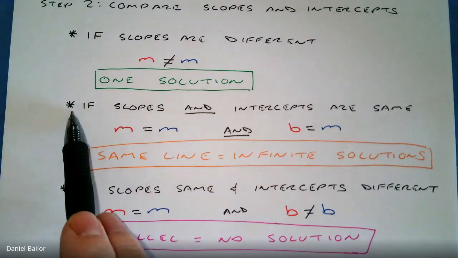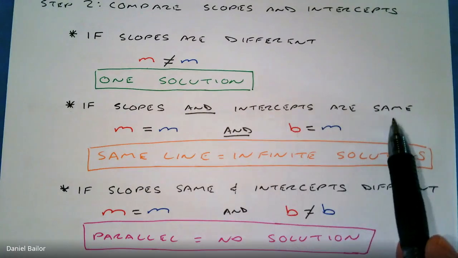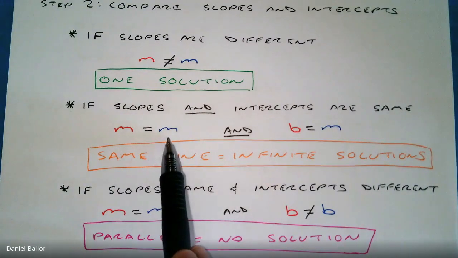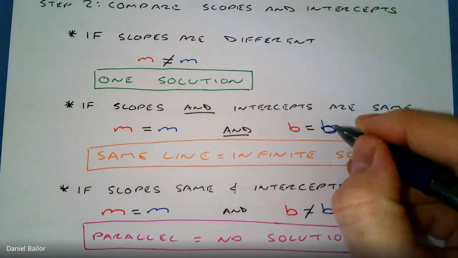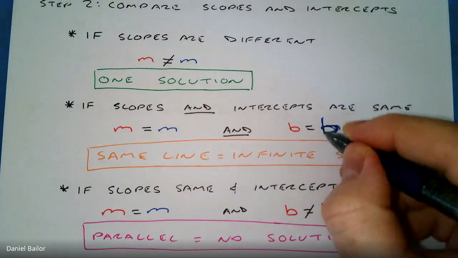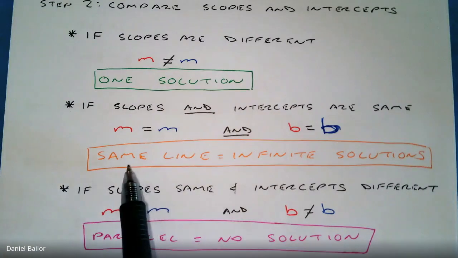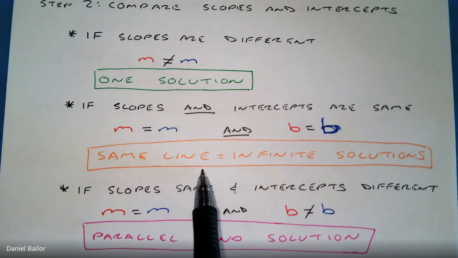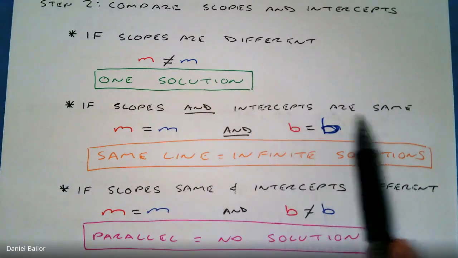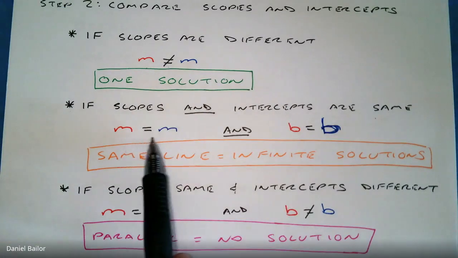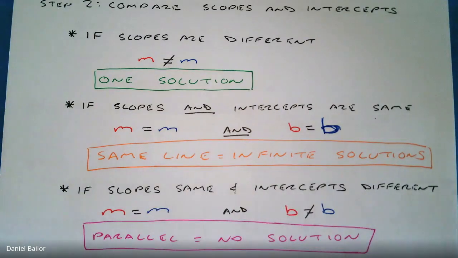Now, something happens if the slopes are the same. For the second star, if the slopes are the same and the intercepts are the same, so the red M equals the blue M and the red B equals the blue B. If M equals M and B equals B, if everything is equal, then you have the same line. It is just the same line, and there are infinite solutions.